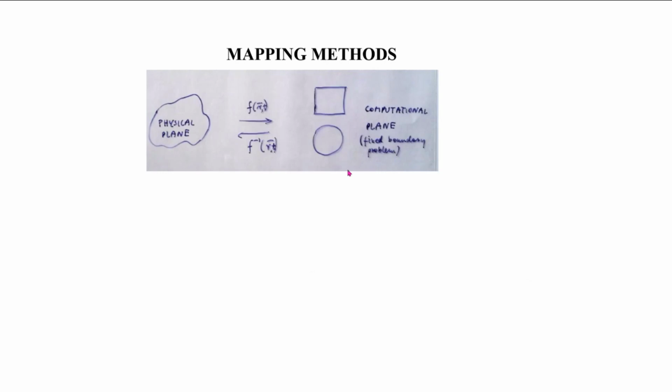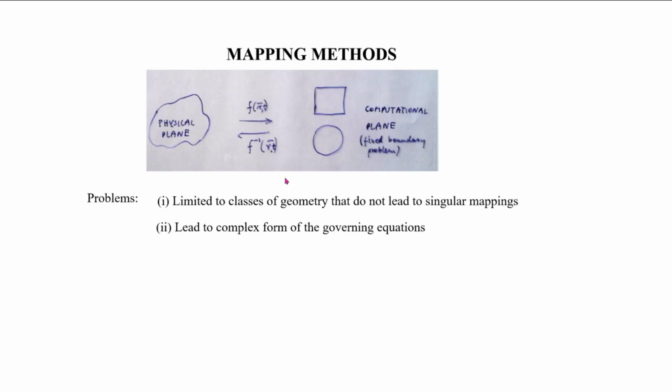If you look at mapping methods, look at those special methods. So I have my physical domain, and I don't know what the shape of the domain is, but I can map it onto a regular domain, let's say a square or circle, and my mapping is one of the unknowns. So this is limited to classes of geometries that do not lead to singular mappings and lead to complex forms of governing equations. Okay? But they are very attractive for certain types of applications.